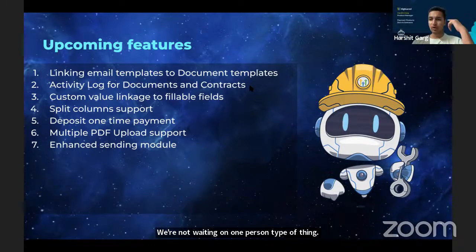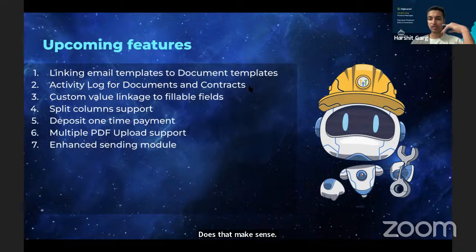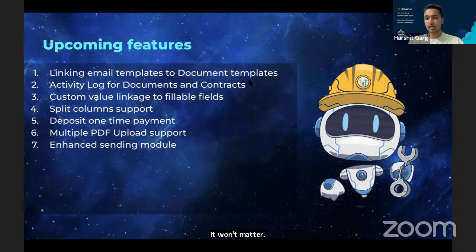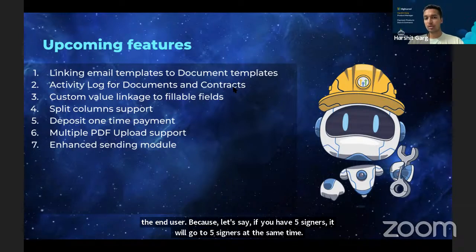Brandon, so by default, once signers are assigned to different users, the order does not matter, right? The only thing that matters is that any document should have at least one primary signer, and that is the baseline. Now, if you assign signing order and change the order to 1, 2, 3, 4, or however you want it, and then turn it off again, it won't matter to the end user, because if you have 5 signers, it will go to all 5 signers at the same time if signing order is not enabled.